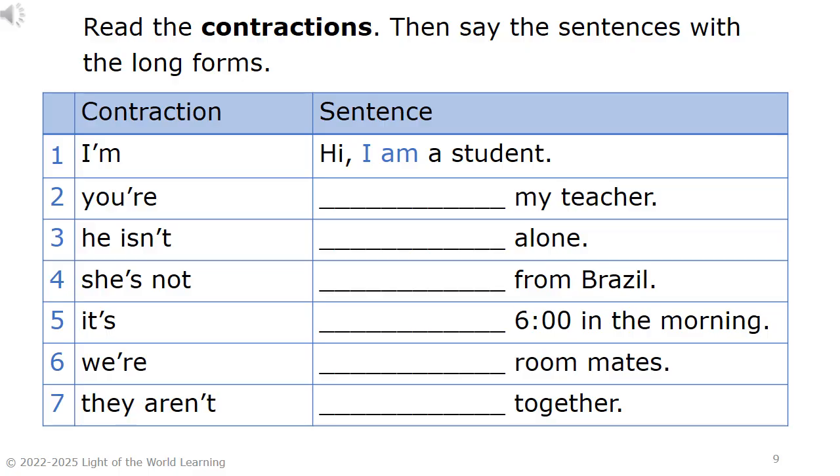Read the contractions, then say the sentences with the long forms. Contraction, sentence. 1. I'm. Hi, I am a student. 2. You're. You are my teacher. 3. He isn't. He is not alone. 4. She's not. She is not from Brazil. 5. It's. It is 6 o'clock in the morning. 6. We're. We are roommates. 7. They aren't. They are not together.